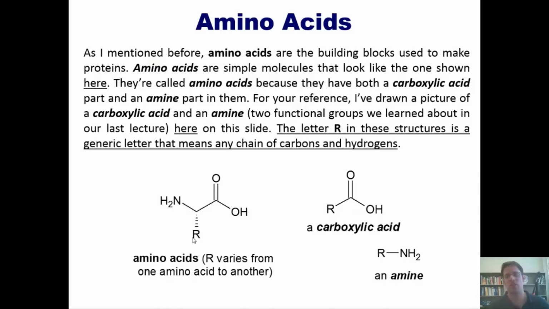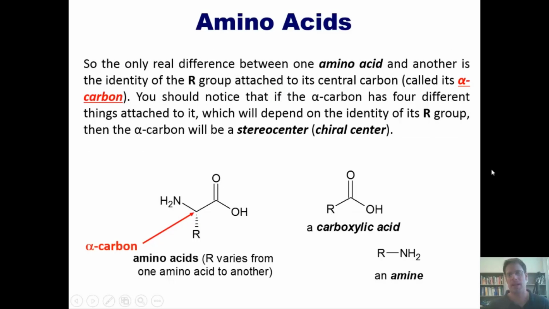Now, in the case of specific amino acids for life, there are only certain R groups that I'll show you momentarily. One thing I want to point out is this. The carbon shown right here is called the alpha carbon, the one that's sort of wedged between the amine group and the carboxylic acid group. So the only real difference then between one amino acid and another is the identity of the R group attached to its central carbon, called its alpha carbon. You should notice then that if the alpha carbon has four different groups attached to it, which will depend on the identity of its R group, then the alpha carbon will be a stereocenter or chiral center that we talked about in an earlier lecture.